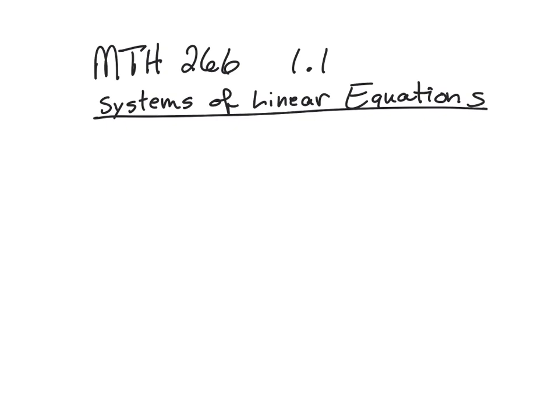So, I'm going to start with a 2 by 2 system, very familiar, or it should be, where these are linear equations, so x and y are just to the first power. And what this represents is two lines on a plane. As long as the lines are not parallel or the exact same line, then there is a unique solution to this system.